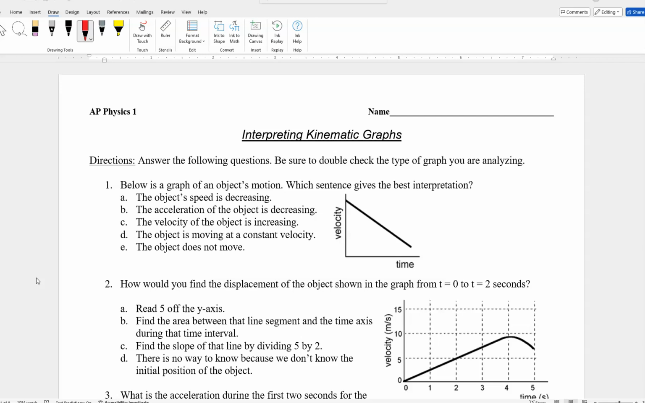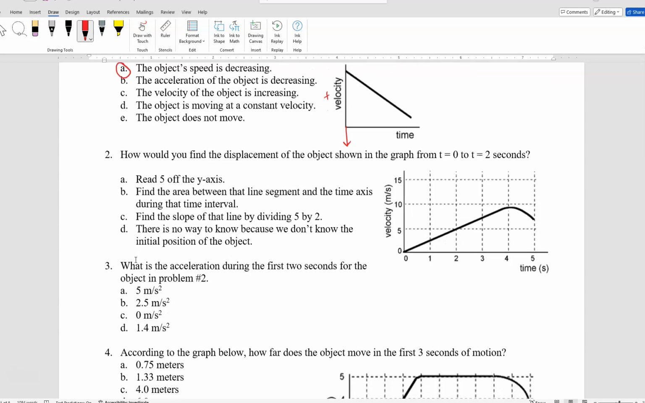Alright, first question basically says there's a graph. We want to know the interpretation of the graph. It's a velocity versus time graph. It's in the top half of the graph. I know it doesn't show the bottom part down here, but it's the positive part of the graph, and the line is going towards the x-axis, which is 0, which means A. The velocity and the speed are decreasing.